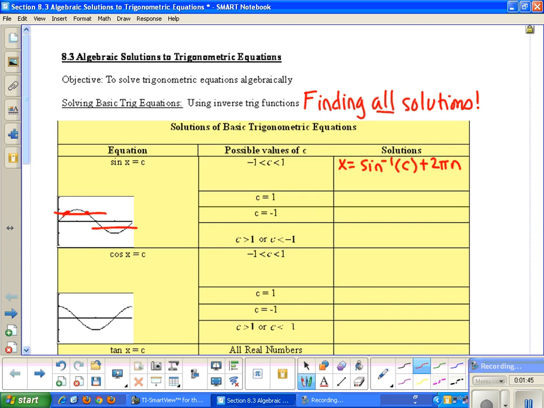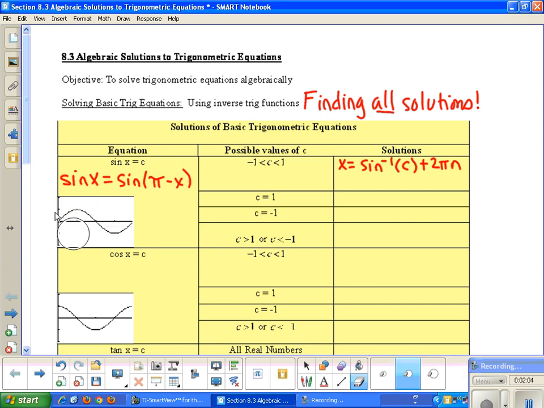So the question is, how do we get the other solutions that we have? Well, there was an identity that we didn't really memorize, but it's the sine of x is equal to the sine of pi minus x.